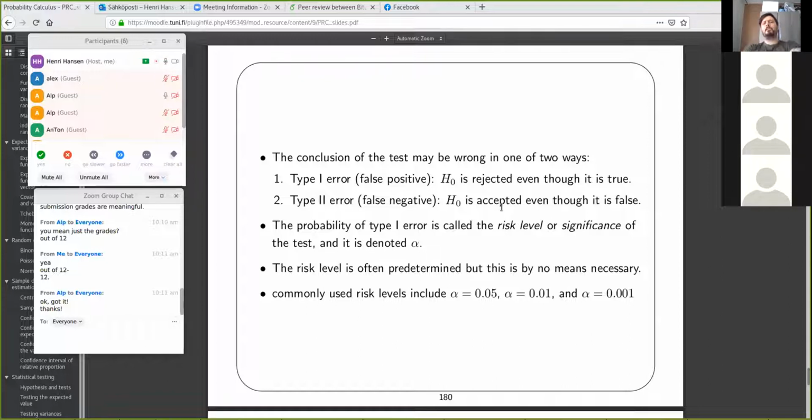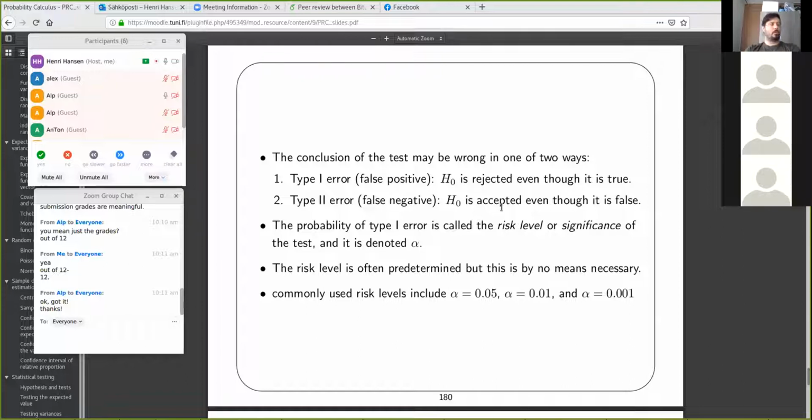So this probability can be controlled, and that will be the alpha. Mathematically speaking, it's the same alpha as we had in the confidence intervals. Then there's another type of error, the false negative. It means that you accept the null hypothesis, even though the null hypothesis is false. And usually this cannot be controlled.